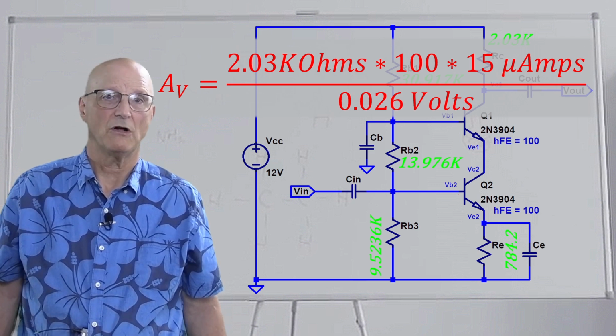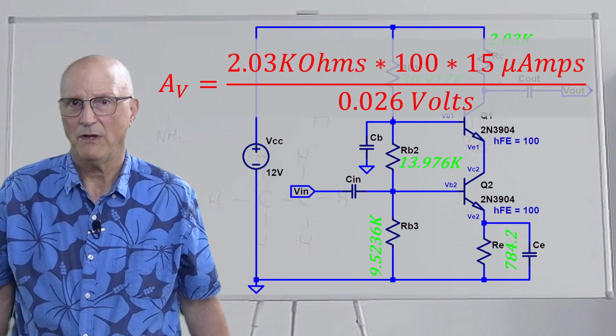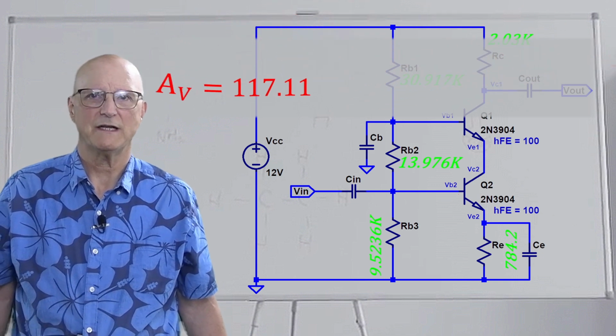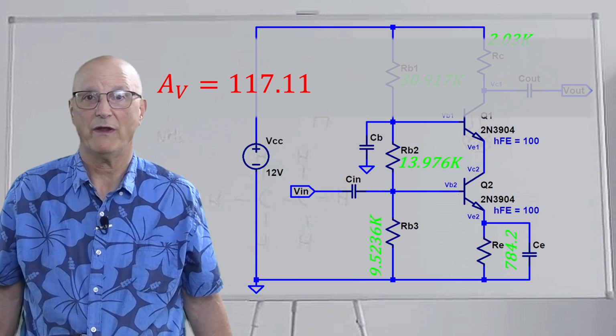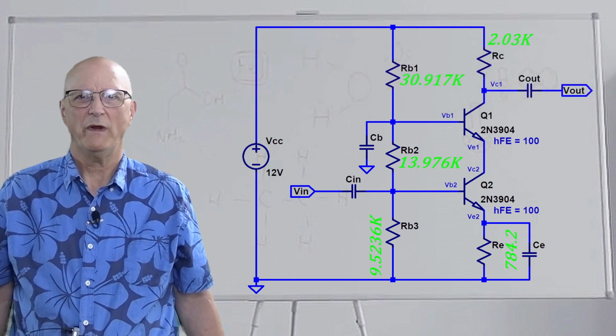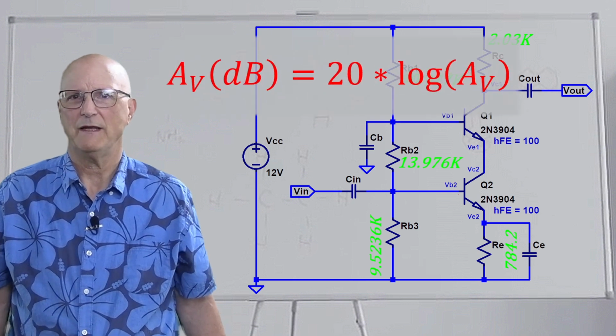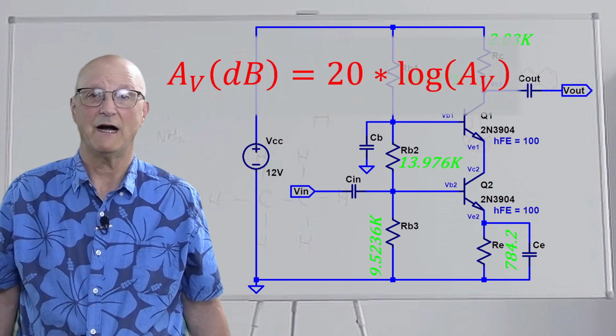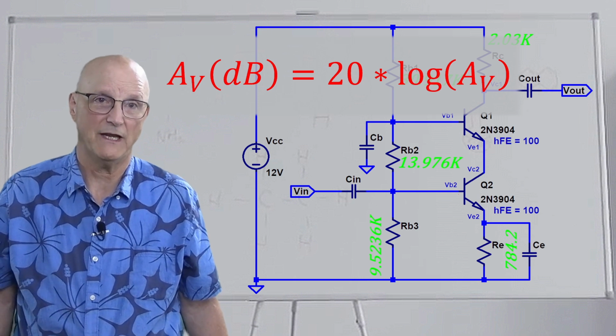0.026. Solving all this for voltage gain, we see that our voltage gain is equal to 117.11. So let's translate this to dB. We know that the voltage gain in dB is equal to 20 times the log to the base 10 of the voltage gain.